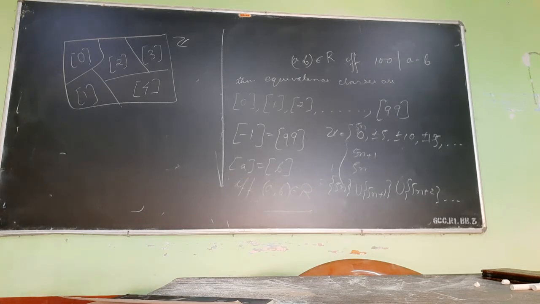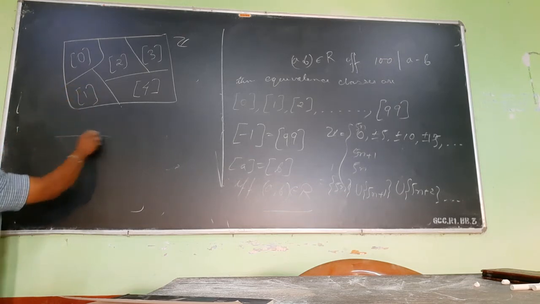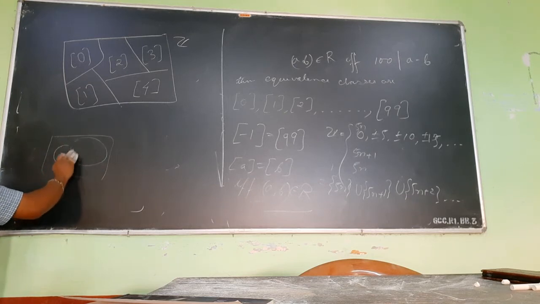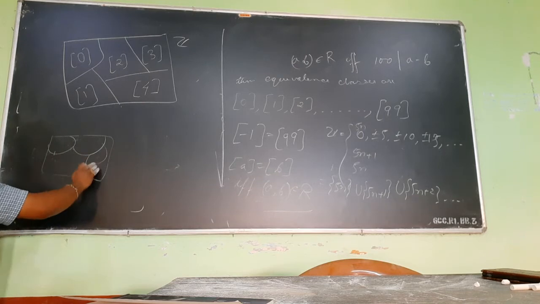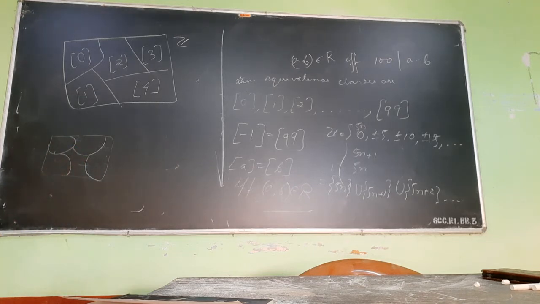So this concept is called a partition: breaking up a given set into several disjoint pieces. They should be disjoint; there should not be anything common between them. It's like a Venn diagram, where we use circles, and there is nothing common between them. Something like this: this is 0, this is 1, this is 2, this is 3, and this part is 4.